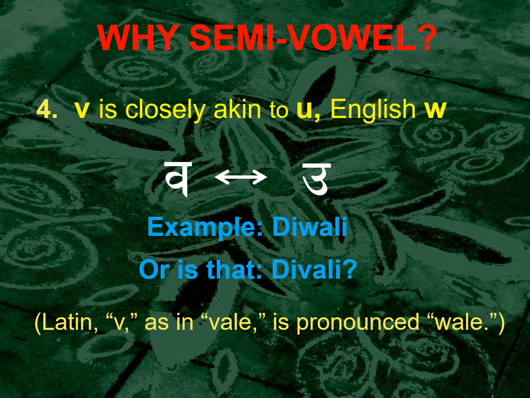It's interesting to note, by the way, that the same ambiguity is found in Latin, where in classical pronunciation, the V as in vale is supposed to be pronounced as wale. Again, there is an oscillation between V and the U that one has to be aware of.